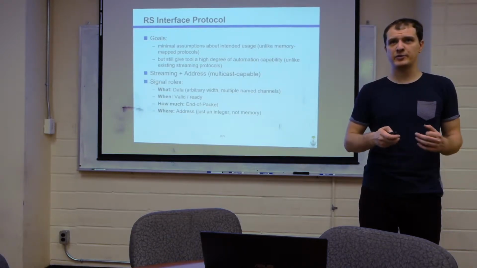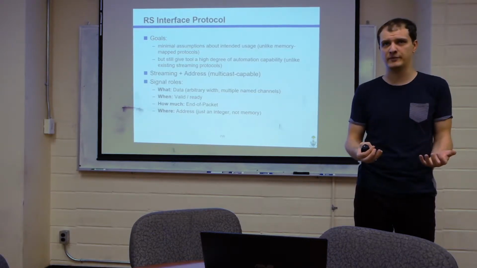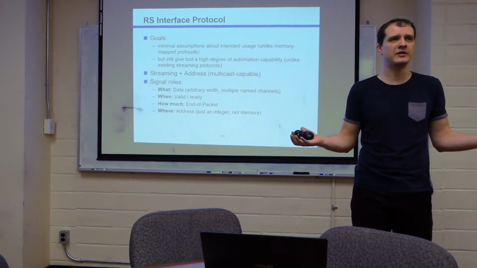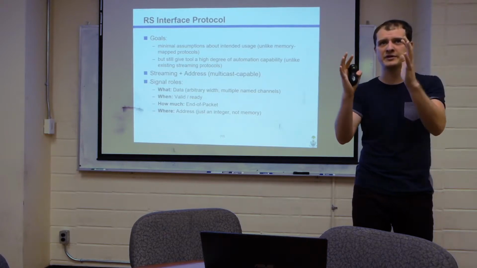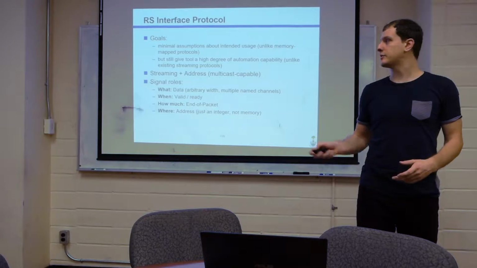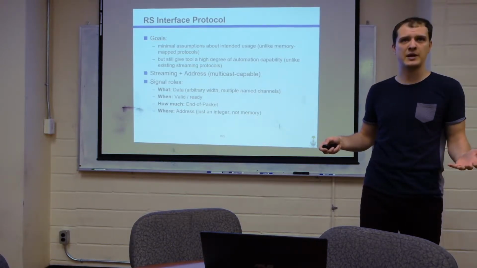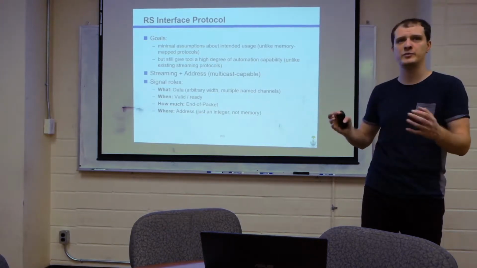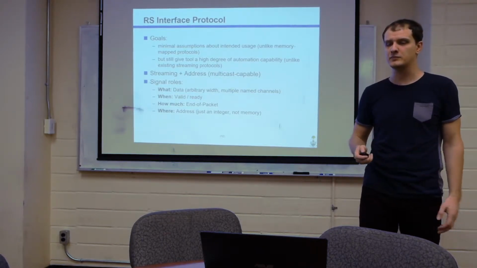So when I was designing the RS protocol, my goal was to have minimal assumptions about what this is going to be used for. So memory maps, like I said before, the limitation of that is you can only express everything as reads and writes. So I want to avoid that world where I'm boxed into a specific use case. So existing streaming interfaces in other tools do this, but they don't have the automation capability that I want from the tools. So in addition to having minimal assumptions, I still want the tool to be able to create lots of rich automation around the logical links that you define.